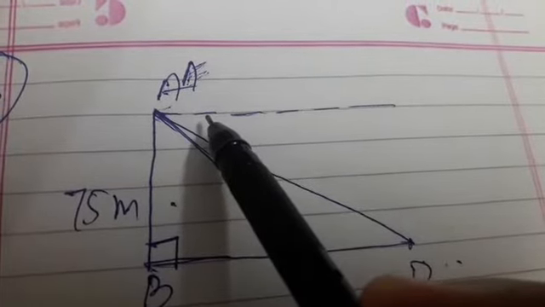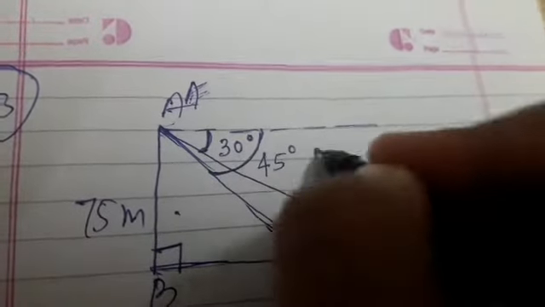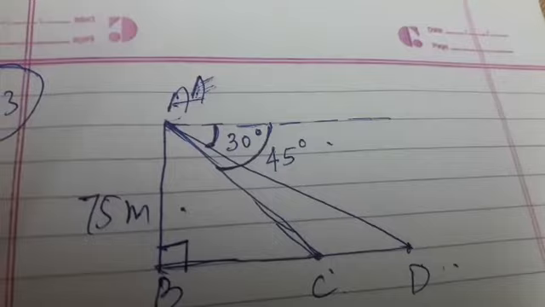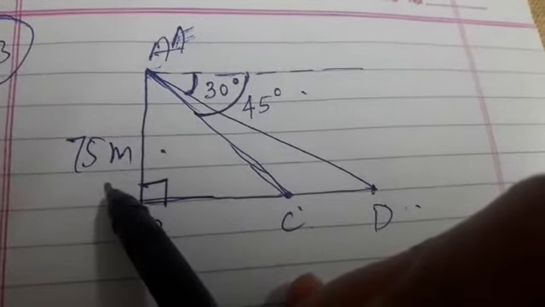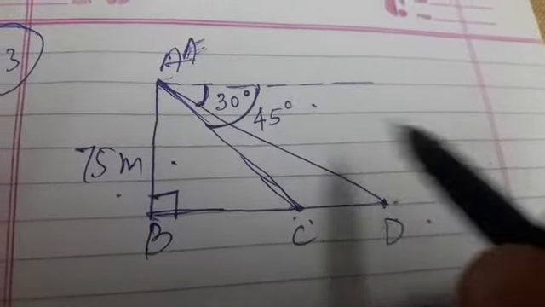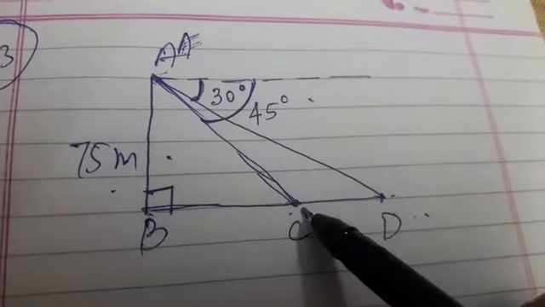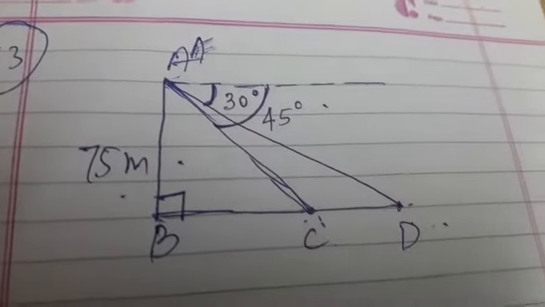Now we have to assume that the angle which is formed here, with one ship, will be 30 degree, and the angle formed with the other ship will be 45 degree. Okay, now because we have to find the length between C and D, we have to take these angles somewhere here so that we can solve this question.